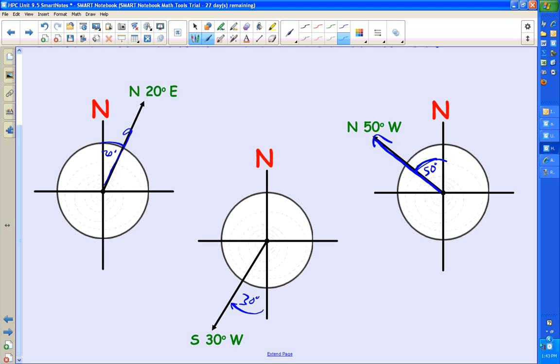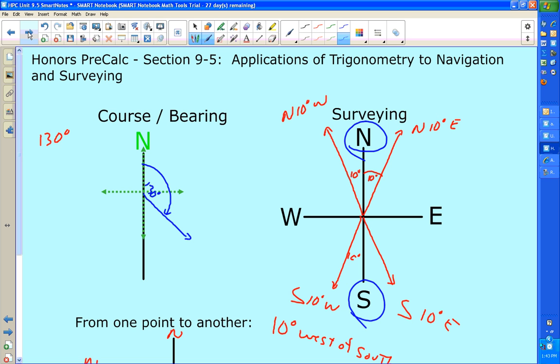Everybody good on those two, bearing versus surveying so far? You don't need to use a protractor. You don't need to use a compass. But you do want to draw a somewhat accurate picture. When you don't, you're expecting one thing, your answer gives you another, and it's not going to make sense to you.